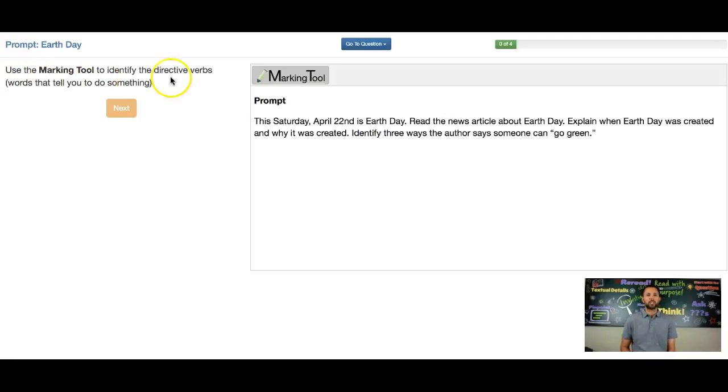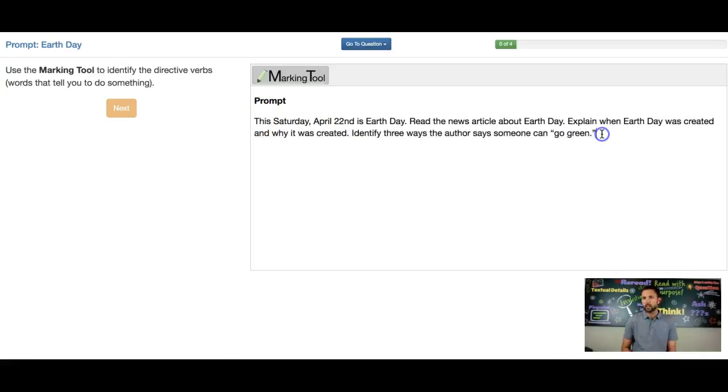Use the marking tool to identify the directive verbs, words that tell you to do something. Now, we're not reading an ordinary passage, we're actually reading a prompt. So a prompt is like directions or instructions that tell you to do something. Typically, they tell you to write about something, and that is called a prompt. So we're going to be reading a prompt, and this is it. The whole thing is right here.